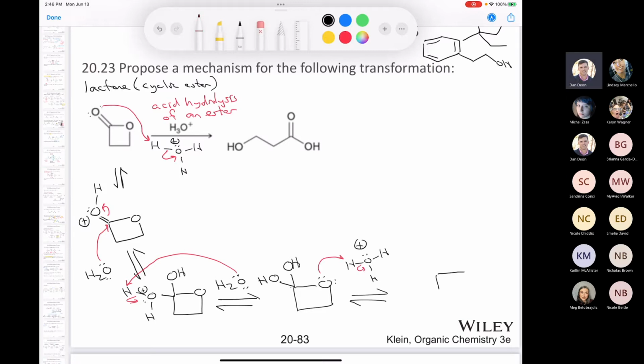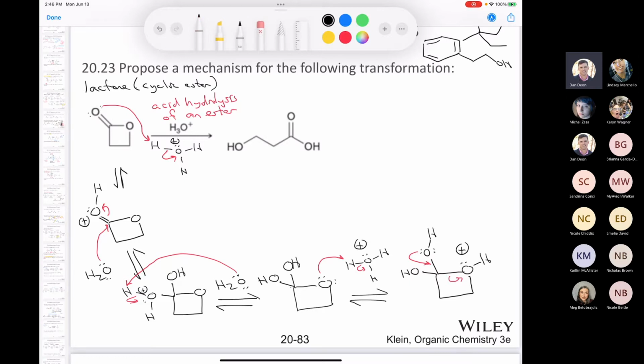Now let's draw this intermediate. So I've converted this into a good leaving group. It's got a positive charge like this. I've got one OH group here and one here. Now, the reason I drew that out explicitly is because my loss of leaving group is going to involve formation of a pi bond and loss of leaving group.